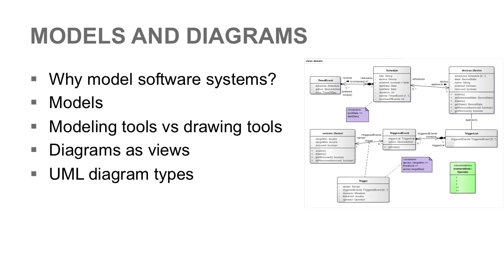In this movie, I'm going to talk about models and diagrams and explain something of the difference between them. I'm going to start by giving some of the reasons why we model systems, and then explain what we mean by a model. I'll contrast modeling tools with drawing tools, and explain how diagrams are views of some aspect of a model. Finally, I'll list the different types of diagram in UML which are classified as either structural or behavioral.